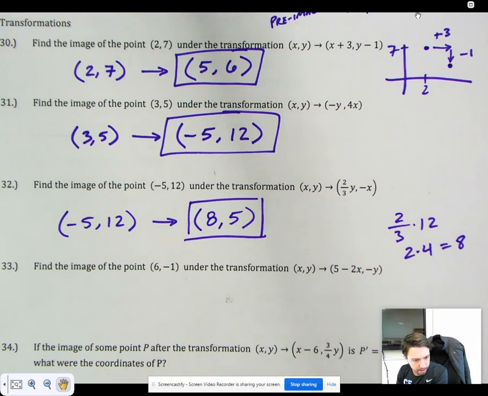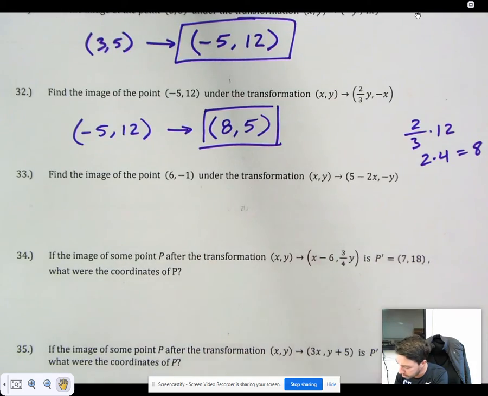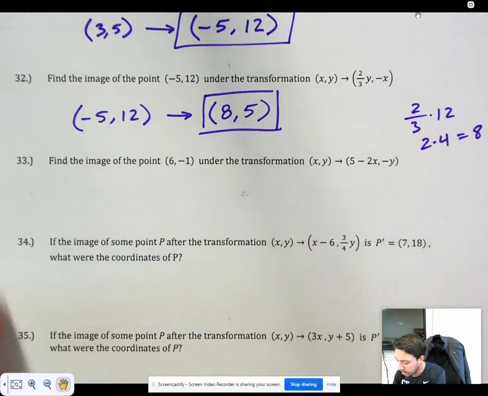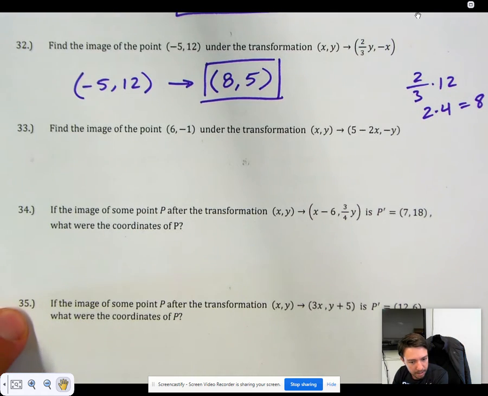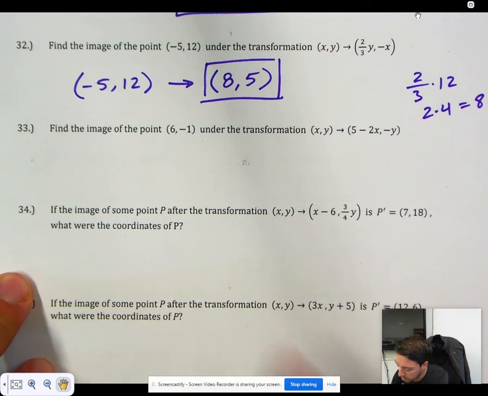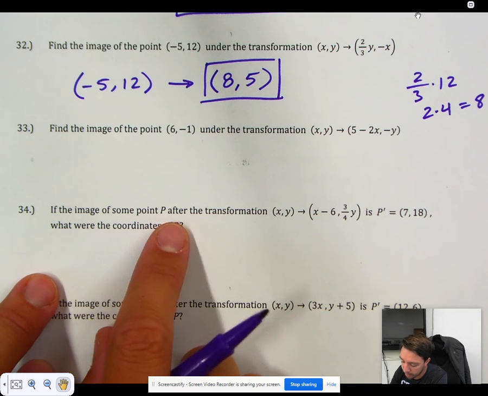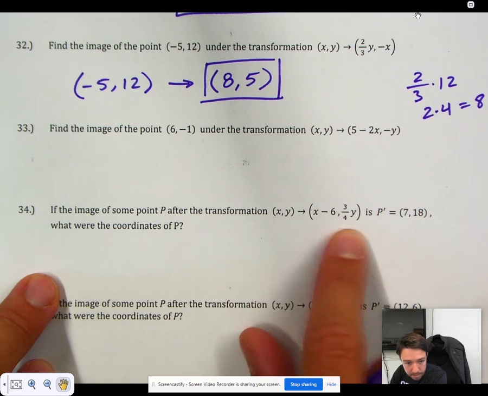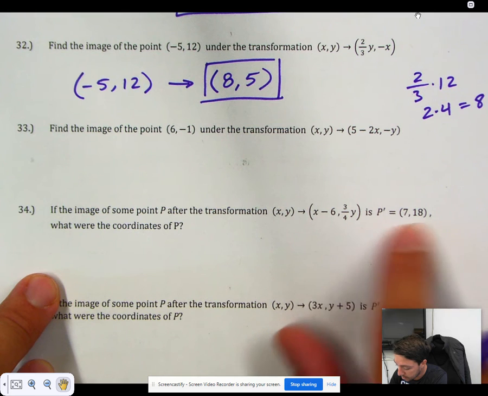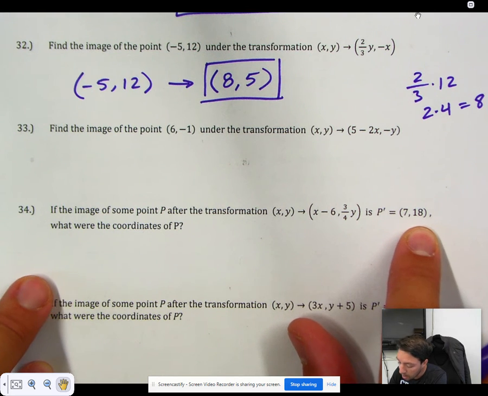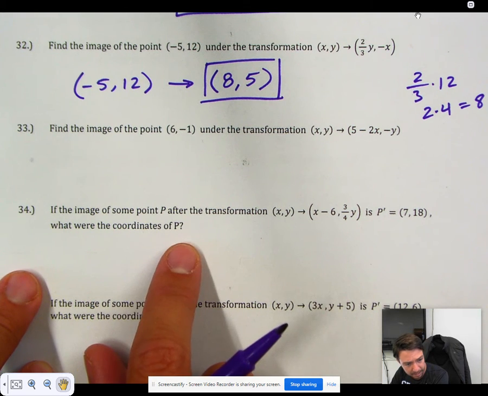You can do 33 on your own. You can apply the same logic. 34, 35, and 36 are going to be a little bit different. This one we're saying, if the image of some point P after this transformation is this, what were the original coordinates of P?